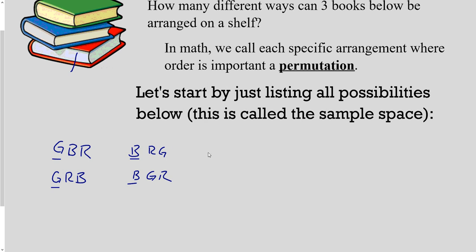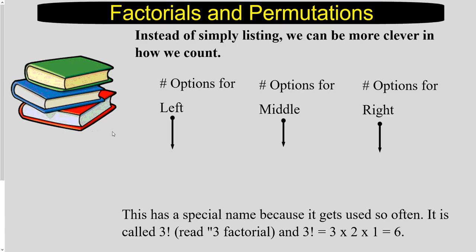So now we need to change and have red be up front. So I could have red, blue, green, or red, green, blue. Every book has been in the front, and we've had every option where each book is in the front. So this is going to be it. So there are 6 possibilities. Now that works, but it gets kind of messy. So let's be a little bit more clever in the ways that we count.